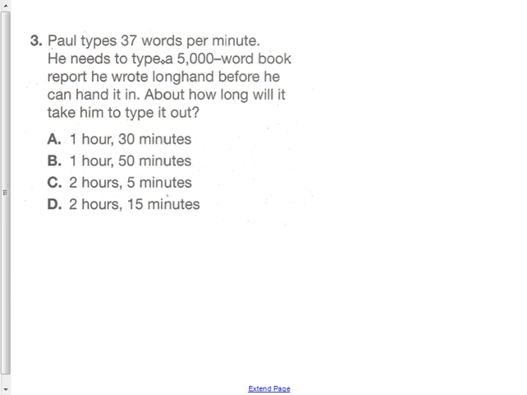All right, Paul types 37 words per minute. Okay, so that'd be like 37 over 1. He needs to type a 5,000 word book report he wrote longhand before he can hand it in. So I need 5,000 words to be up here, and I want to find out how many minutes it's going to take to do that. Now I notice here I have my answers in minutes and hours, so we're going to maybe have to do some refiguring here at the end, but that's fine.